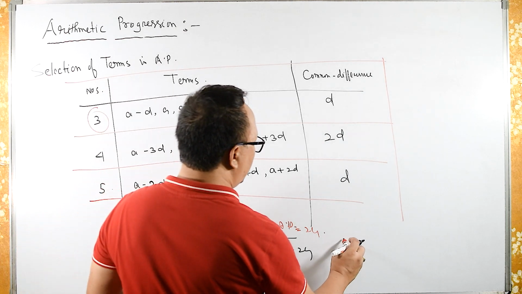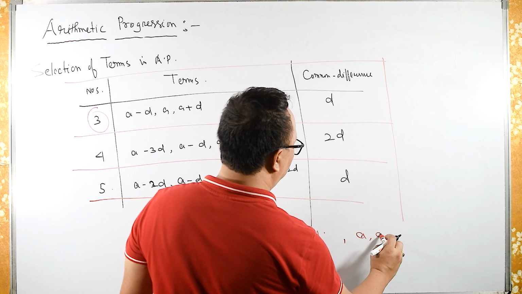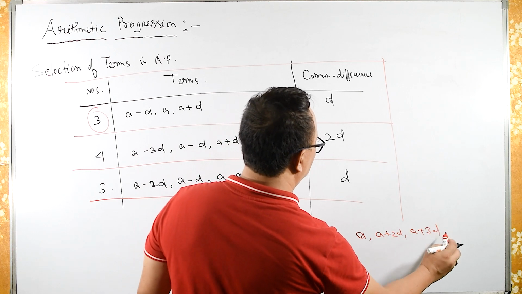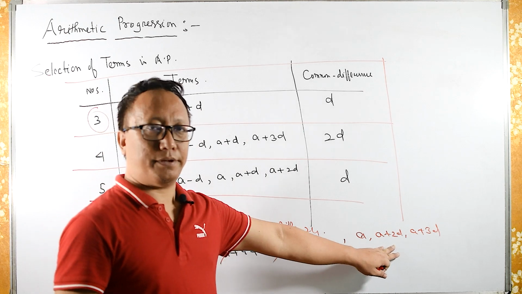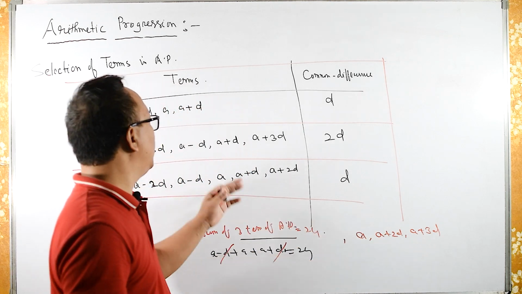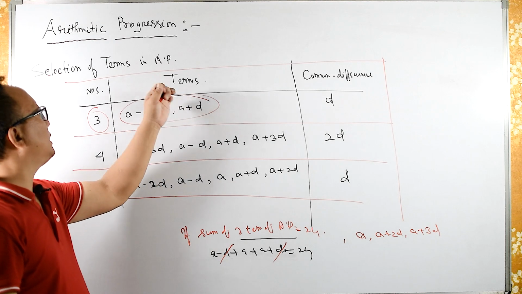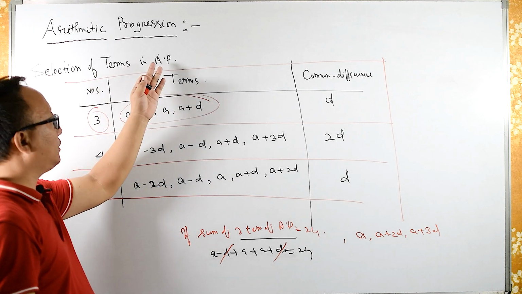Otherwise, you can choose A, A plus 2D, and A plus 3D. These are also in AP. You can take this too, but it's better to take it the earlier way. So these are the selections of terms in an AP.